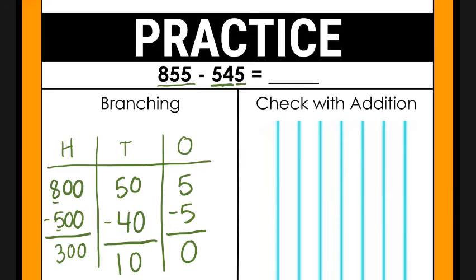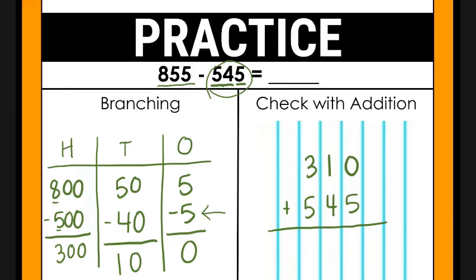Let's check it with addition now. So now I'm going to take my difference, my answer, that's going to be my first number, and then I add that to the subtrahend, the middle number, or I can see it up here. So let's add that number. And after I add these together, I know I got it correct if I end up with my minuend. So I'm hoping that I get 855.